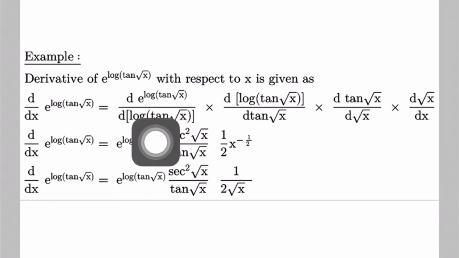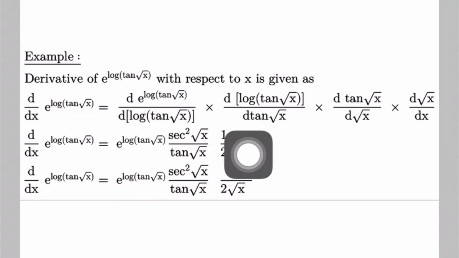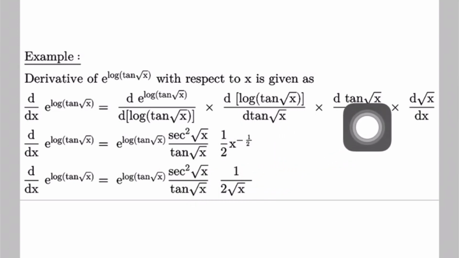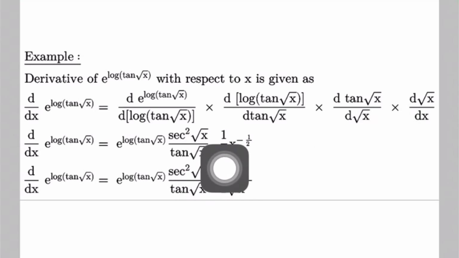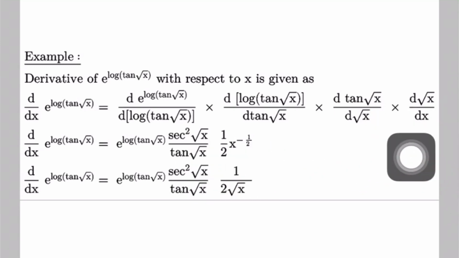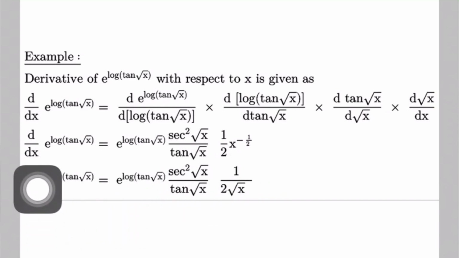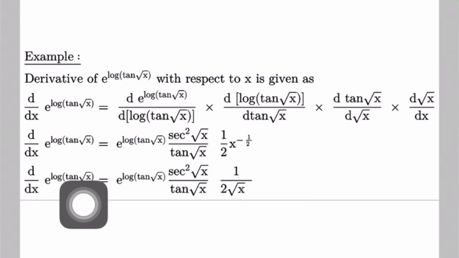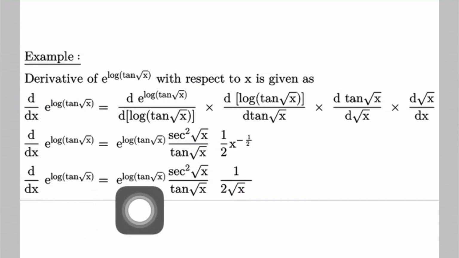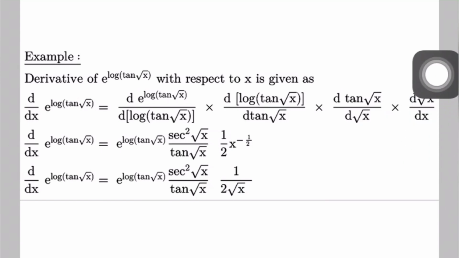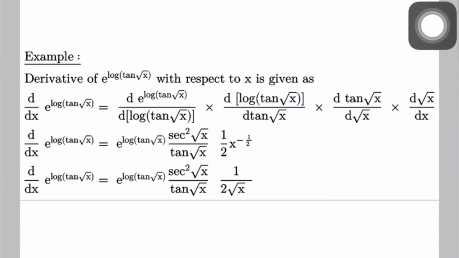The derivative of the first term is exponential of log tan root x, the derivative of log tan root x with respect to tan root x is 1 by tan root x, the derivative of tan root x with respect to root x is sec square root x, and the derivative of root x with respect to x is 1 by 2 x to the power minus half. After simplification, we get the derivative of exponential of log tan root x with respect to x is equal to exponential of log tan root x times sec square root x divided by tan root x times 1 by 2 root x. In this way, you can use the chain rule to find the derivative of a given function.